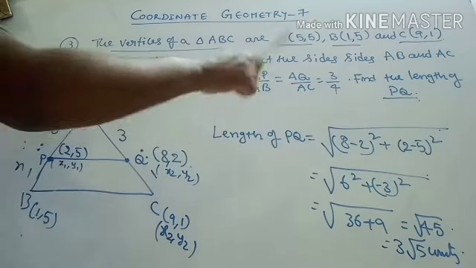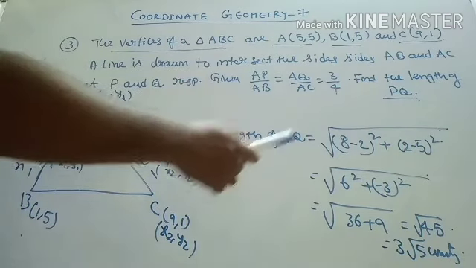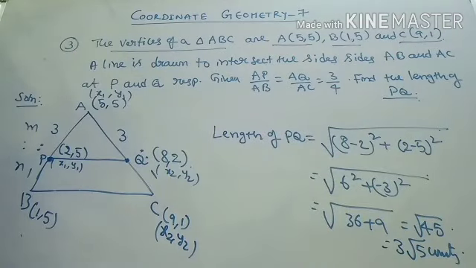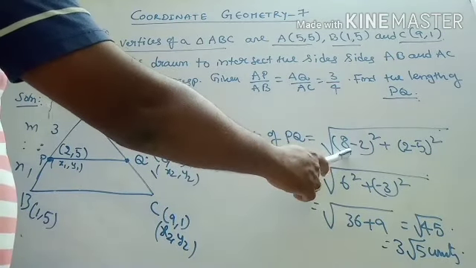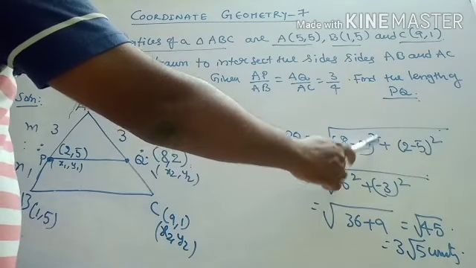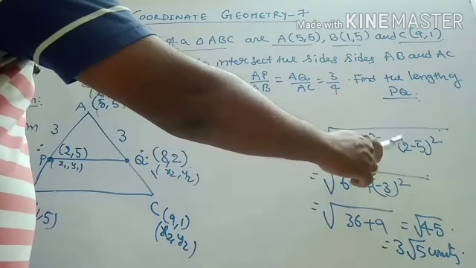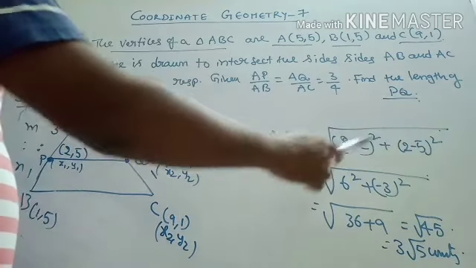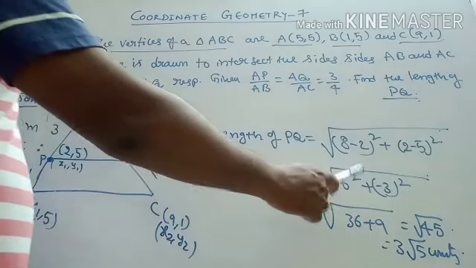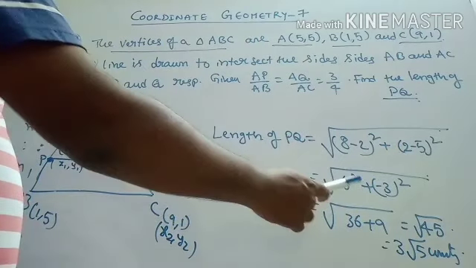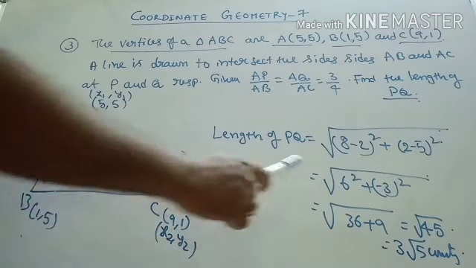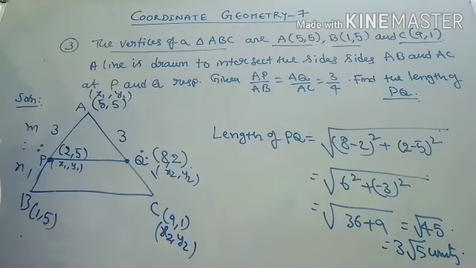Now the formula is square root of (x2 minus x1) whole square plus (y2 minus y1) whole square. Here x2 is 8 minus 2, x1 whole square, plus (y2 minus y1) whole square. That is nothing but square root of 6 square plus (minus 3) whole square, that is 36 plus 9, that is root 45, that is nothing but 3 root 5 units.